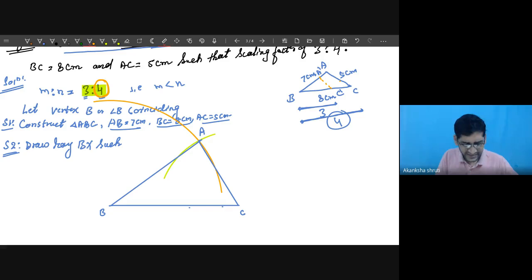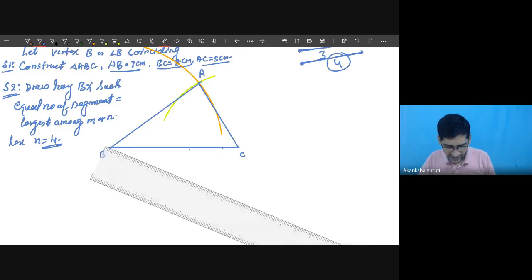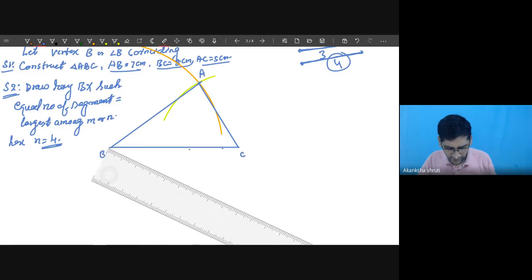So draw ray BX such that the number of segments is equal to which number? Just the simple trick you have to keep in mind: the largest among m or n. So whichever is the largest, that you have to draw, m or n. So just draw it. Here our n is 4. So just draw the 4 units at some angle, make it.